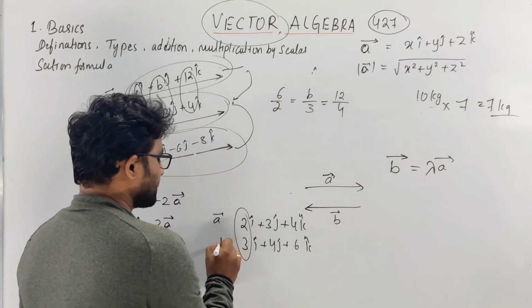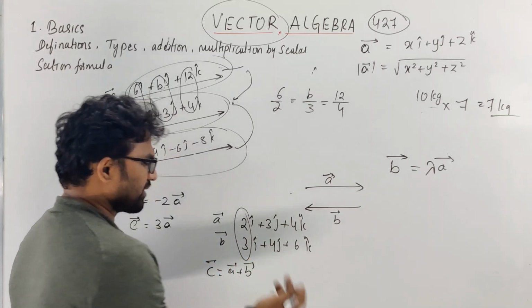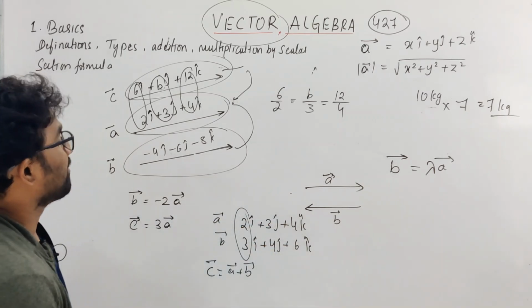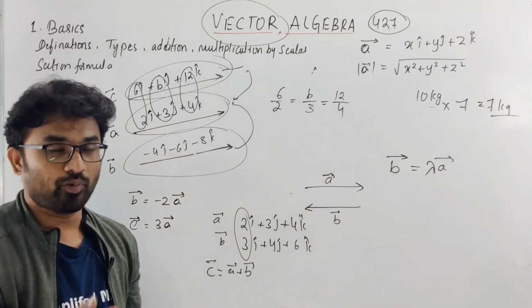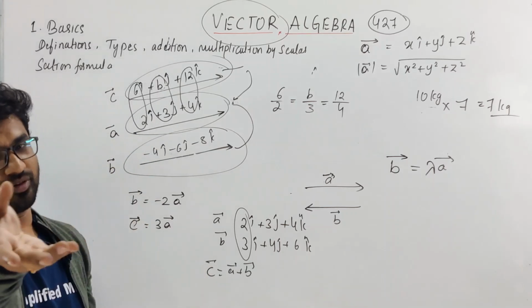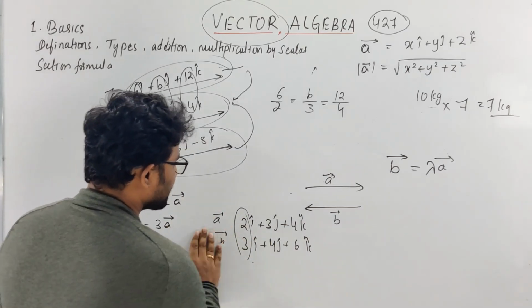If this is a vector and this is b vector, and c vector is equal to a plus b vector, directly add. You already know all these things. Directly add: 2 plus 3 is 5, 3 plus 4 is 7, 4 plus 6 is 10. And multiplication of a vector by a scalar quantity. But when you talk about multiplication of two vectors, then we have cross product and dot product. Let us imagine multiplying these two vectors by a scalar quantity.